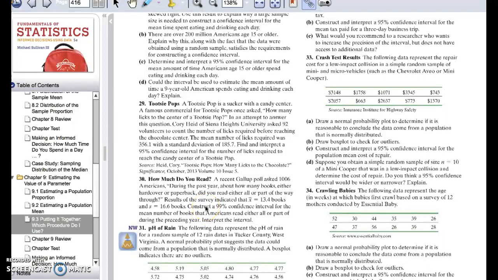So part of the reason I picked this one is the wording is very, very loose. Notice we're asking our participants in our poll to estimate the number of books, and then that they read either all or part of the way through. So that's some pretty loose criteria. And what I want to caution you with is be careful when you're interpreting and evaluating a confidence interval, that you go back and look at how the data is collected.